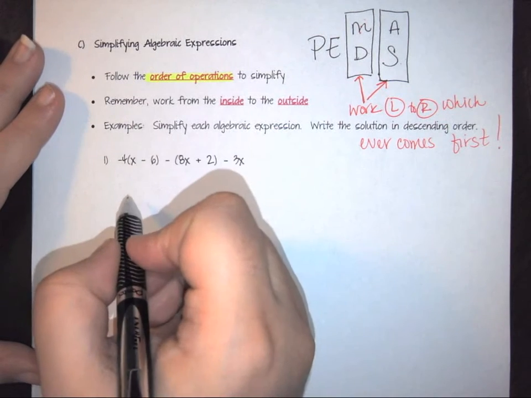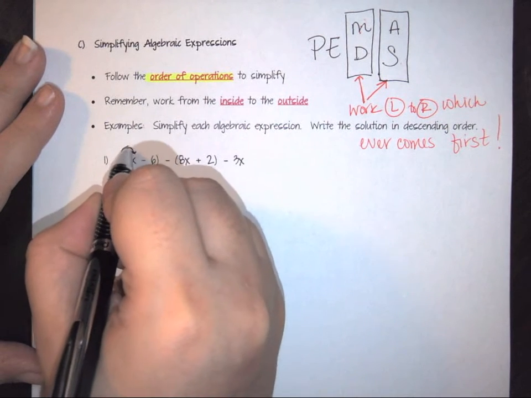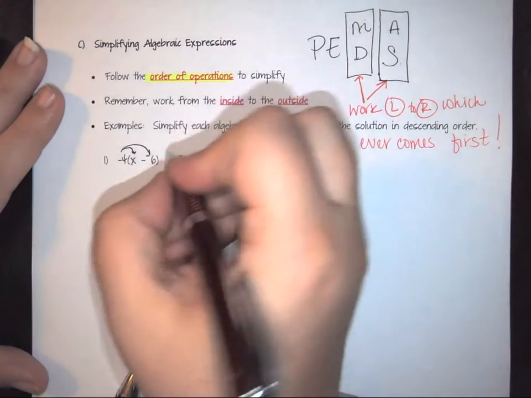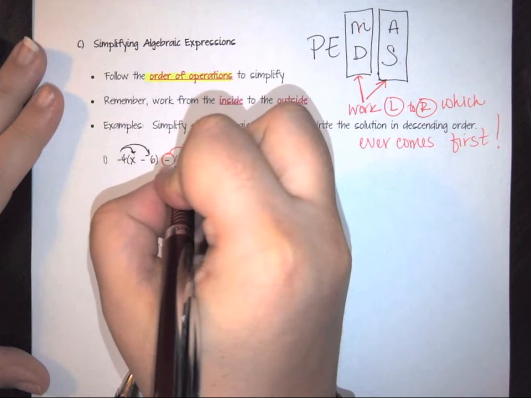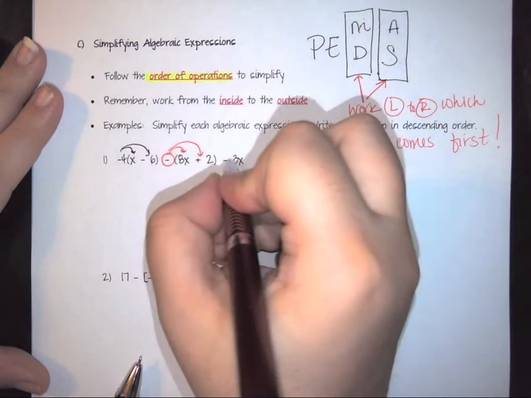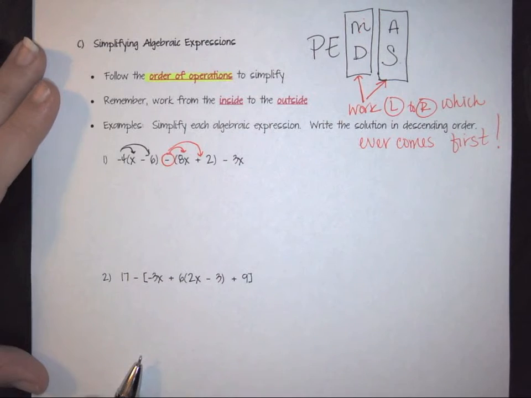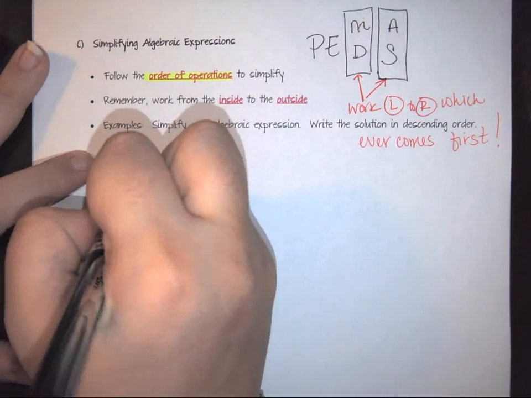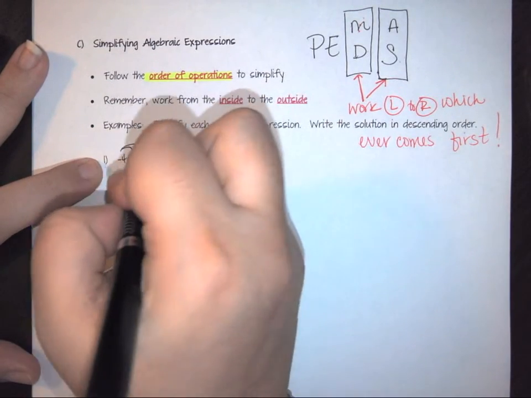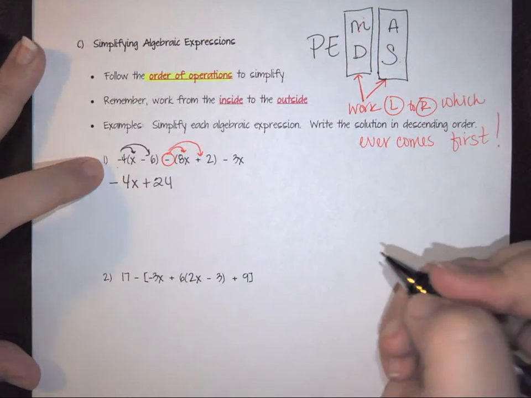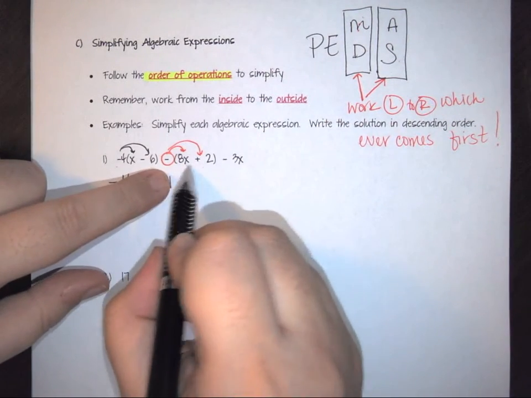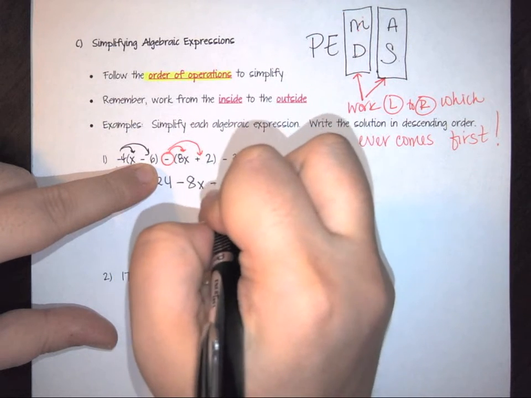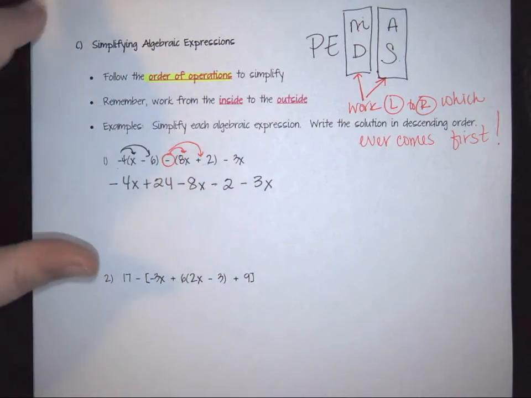So here the first thing that I need to do is distribute this -4 in. I then have this negative sign right here that I need to distribute in. And then I have this last term. So I'm going to go ahead and do both of that. -4 times x becomes a -4x. -4 and -6 becomes a +24. I have nothing to combine in the middle, so the negative goes in, so this becomes a -8x and a -2, and then minus a 3x.